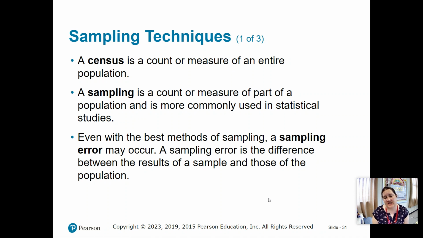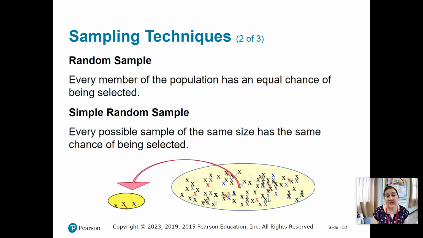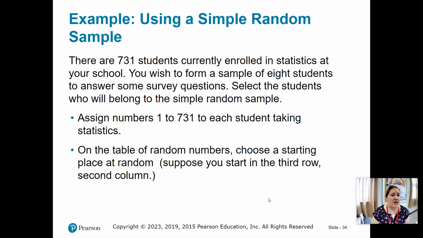So we have these sampling techniques, and the sampling techniques help to not make a sampling error. A simple random sample is you using a table or using a number generator to pick out the subjects of the survey. And here's an example of using a survey or using a simple random table. You can Google simple random table.